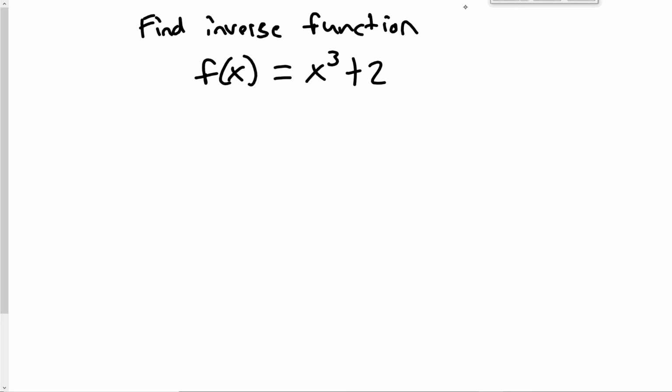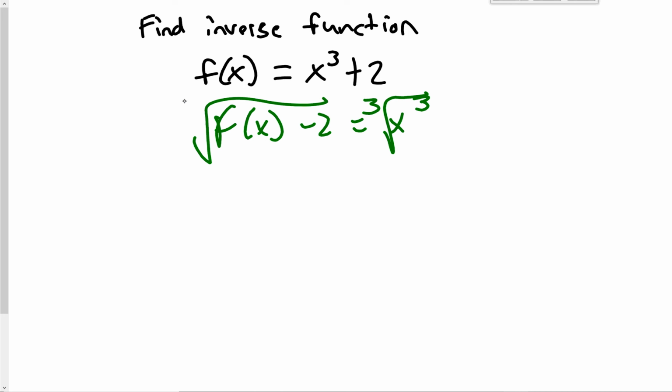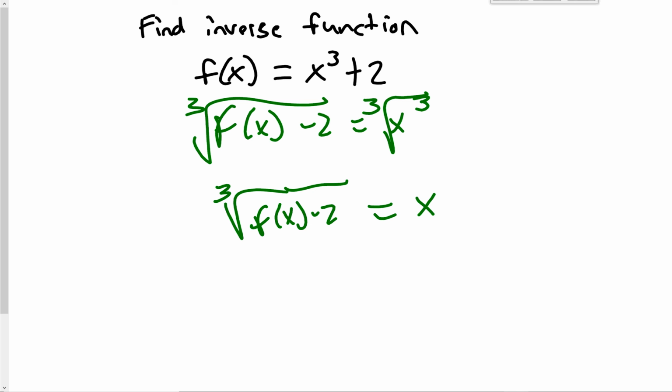All right. So here you can have a practice problem. Basically the same thing. You can switch f of x to y if you want to, or you can just start solving it. Basically, you're solving for x. So the cube root of x minus 2 equals x, and then just switch this to x, and switch this to f inverse of x.